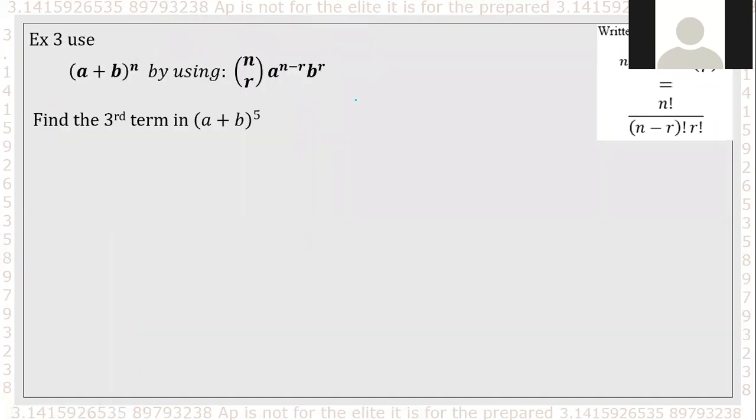Okay, so we're going to start off easy. So (a plus b) to the 5th power. We want to find the 3rd term. So somehow this right here will be my n. Remember, (a plus b) to the n. In this case, n is this 5 right here, right? So I'm going to go ahead and fill everything in. So it'll be 5 because this is the exponent right here.